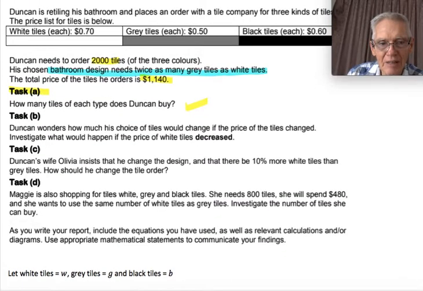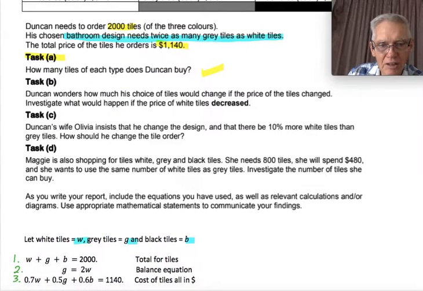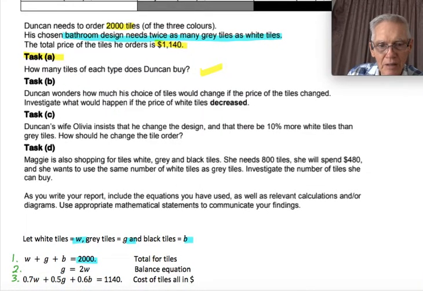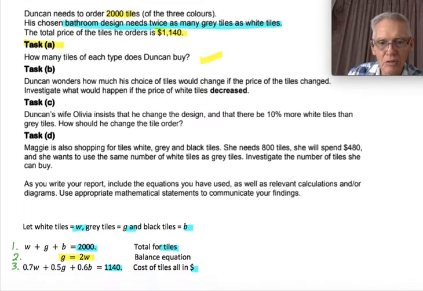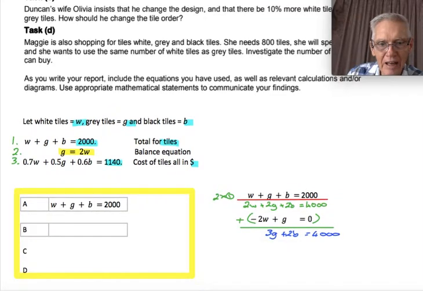So we say let the white tiles equal W, grey tiles G and black tiles B. We want a total equation, so you've got the total for the tiles, that's equation 1. We have a total here for the cost in dollars. And then the other one is our balance equation, G equals 2W. So that balance equation is that one there. Do a seesaw to figure that one out. So we do our box with A, B, C and D.